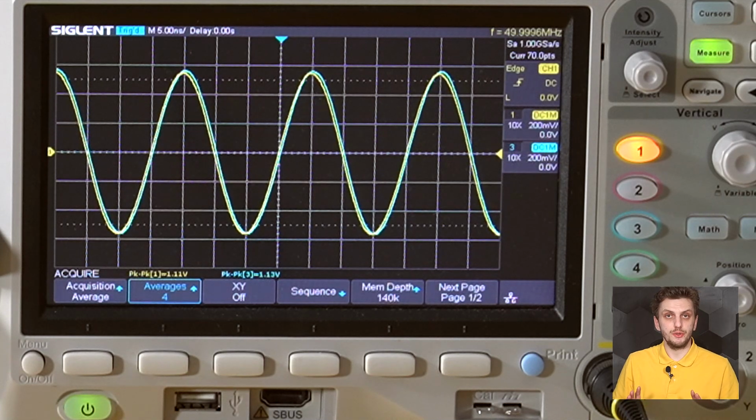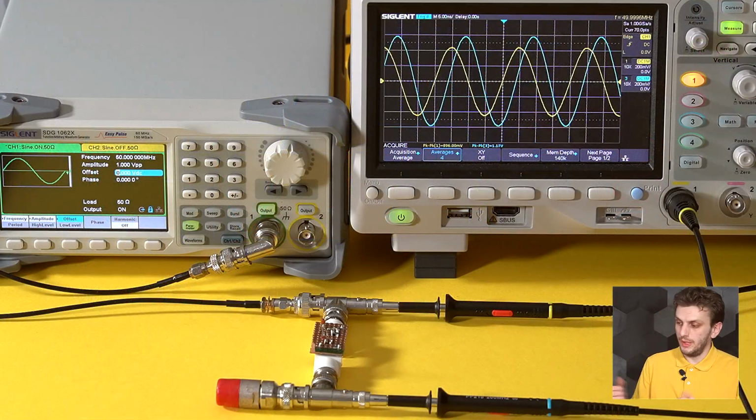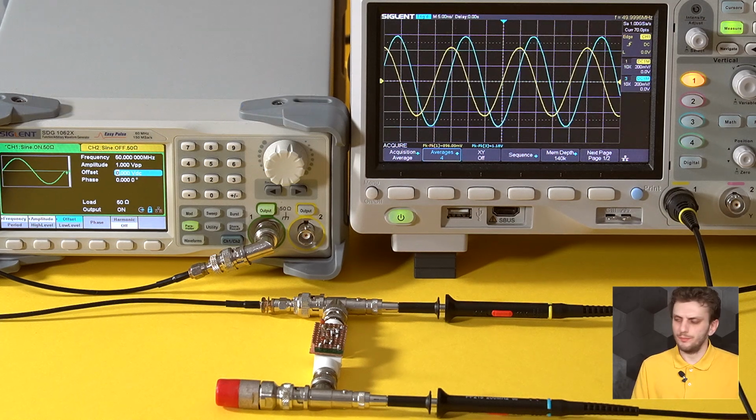So now let's try to improve on this by adding our matching circuit. To start things off, I put the initial matching network that we should be using based solely on the input and the output impedance. So I have a 110 nanohenry fixed value inductor, and I have a 32 picofarad capacitor, so 22 picofarad in parallel with a 10 picofarad. This was the closest that I could get to the 30 that the calculations were telling us.